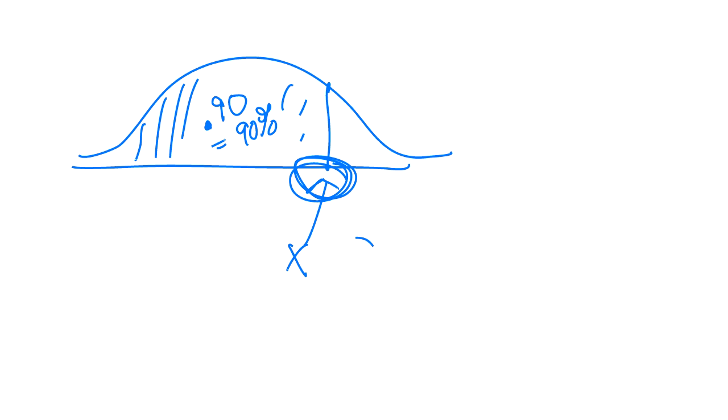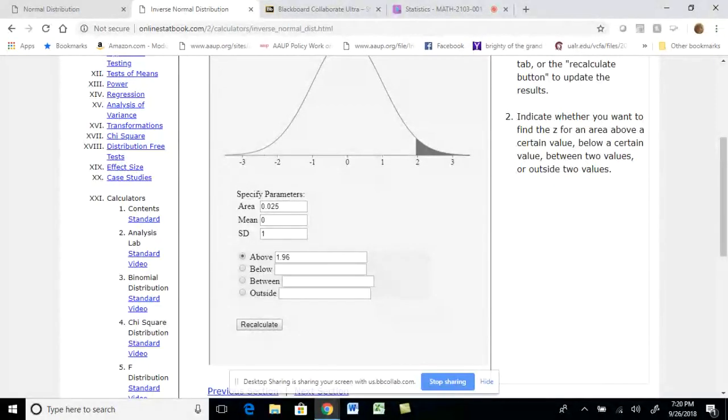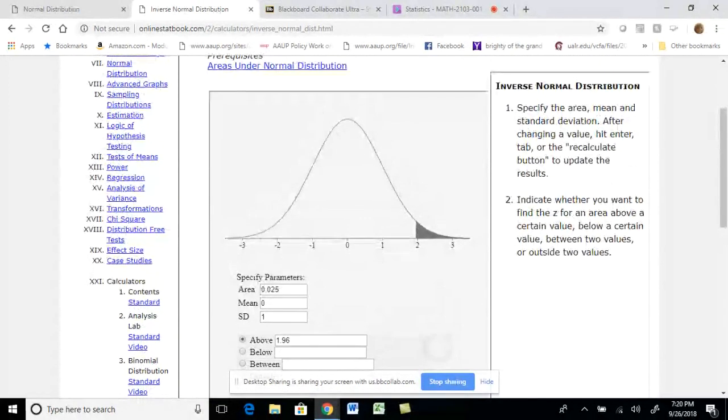So we go to our normal distribution, inverse normal distribution. So this is the inverse problem. We know the area is 90. So we type in 0.9, or you could do 0.9, whatever you want. The mean's 50. And the standard deviation is 10.